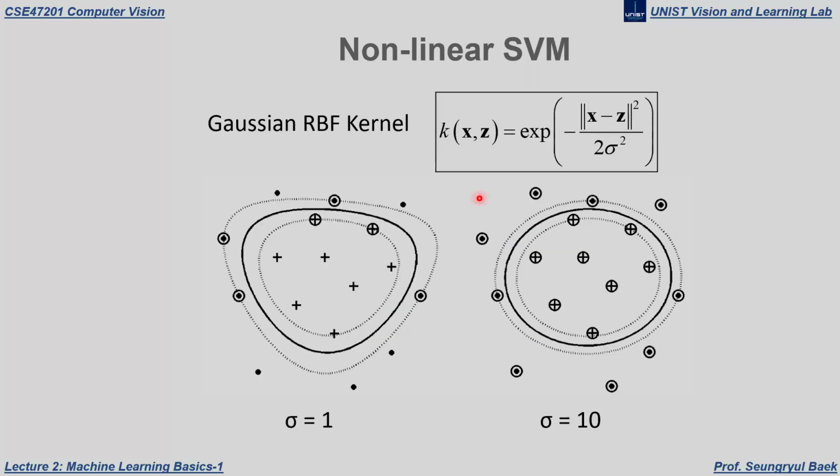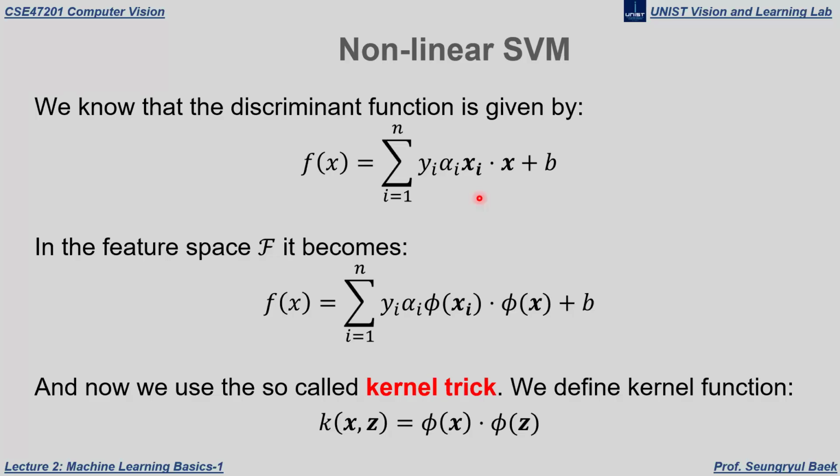So this is the nonlinear SVM. By using this type of kernel trick, you can reuse the formulation of the linear SVM, just replacing this dot product with the kernel function. And using this nonlinear SVM, you can even classify this type of sample which lies in nonlinear space.